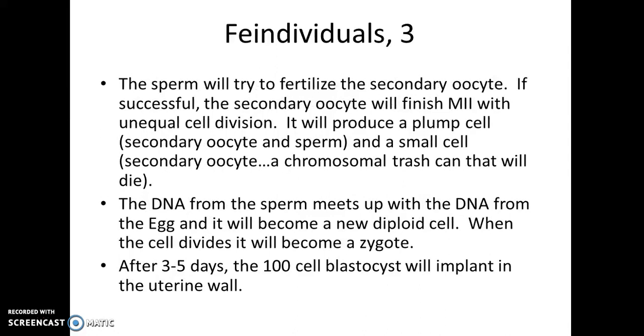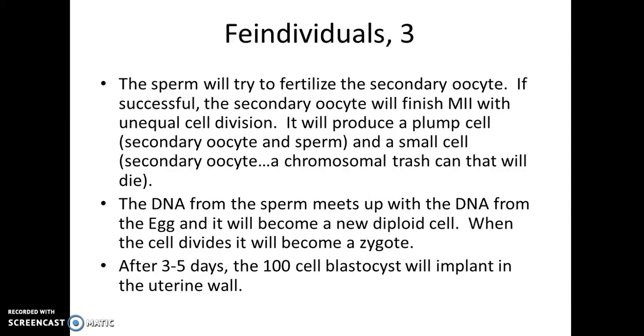However, if the sperm meets the secondary oocyte, once the sperm fertilizes the secondary oocyte, it will start to go through meiosis 2. It'll finish meiosis 2. And then again, you will have unequal cell division. You'll form the secondary polar body, which is a chromosomal trash can, and you'll form that nice plump egg. Nice plump egg, and that plump egg is called the ovum, and that will become junior.